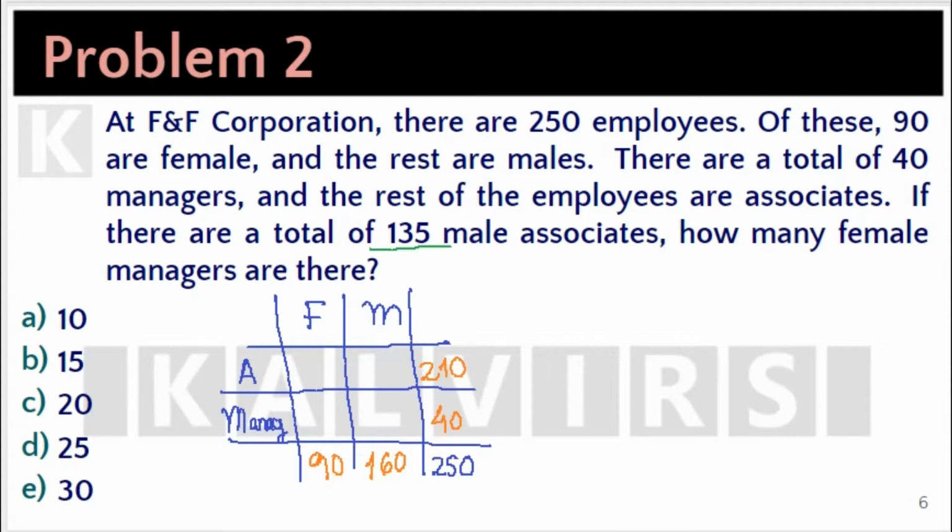Now, 135 are male associates, therefore 25 must be male and managers. If 40 people are managers and 25 of them are male, 15 of them must be female. How many female managers are there? 15. Choice B is correct.